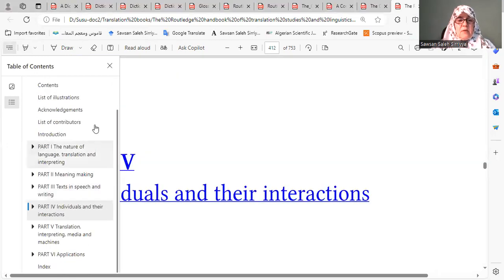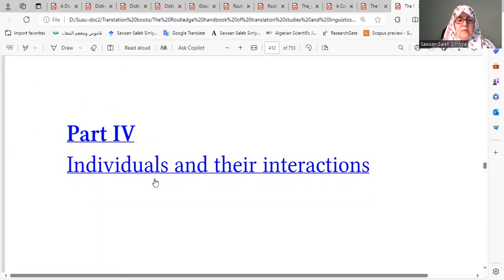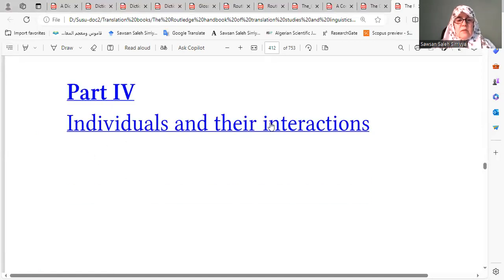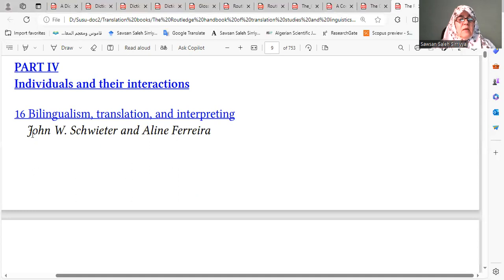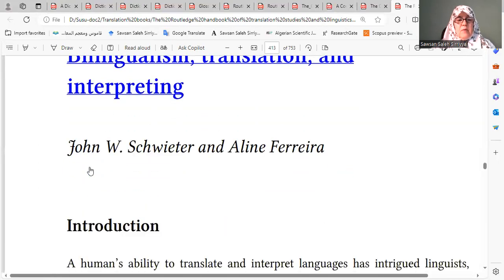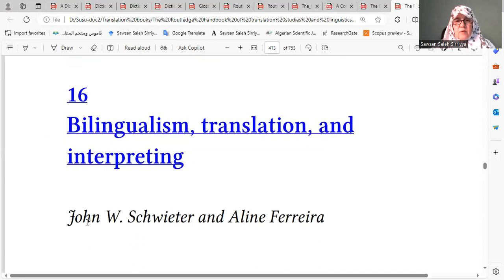Let's just go here. You see, this is individuals and their interactions, bilingualism. This is the author of this paper. You see here, a different author from the editor. So there is editor and there is author.